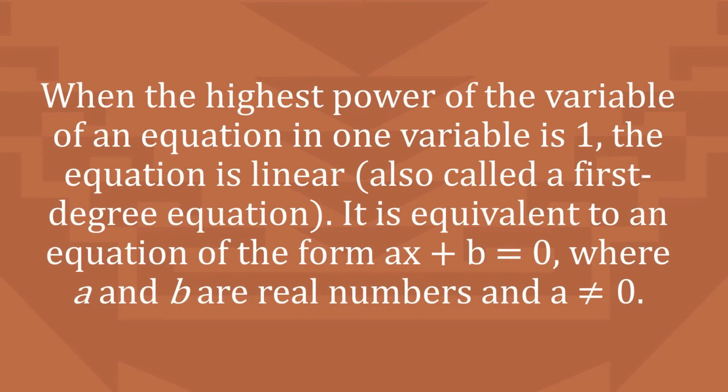When the highest power of the variable of an equation in one variable is 1, the equation is linear, also called the first degree equation. It is equivalent to an equation of the form ax plus b equals 0, where a and b are real numbers and a is not equal to 0.